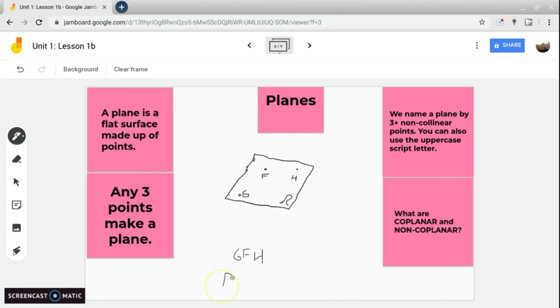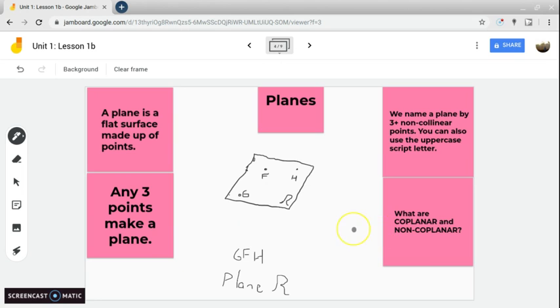When you're using the script letters, the script letter is lowercase for lines and uppercase for planes, but you have to write the word plane, and then it's that R right there. Do you see that? It's italicized. It's not a point. There's no dot by it. So plane R. Those are what you could say.